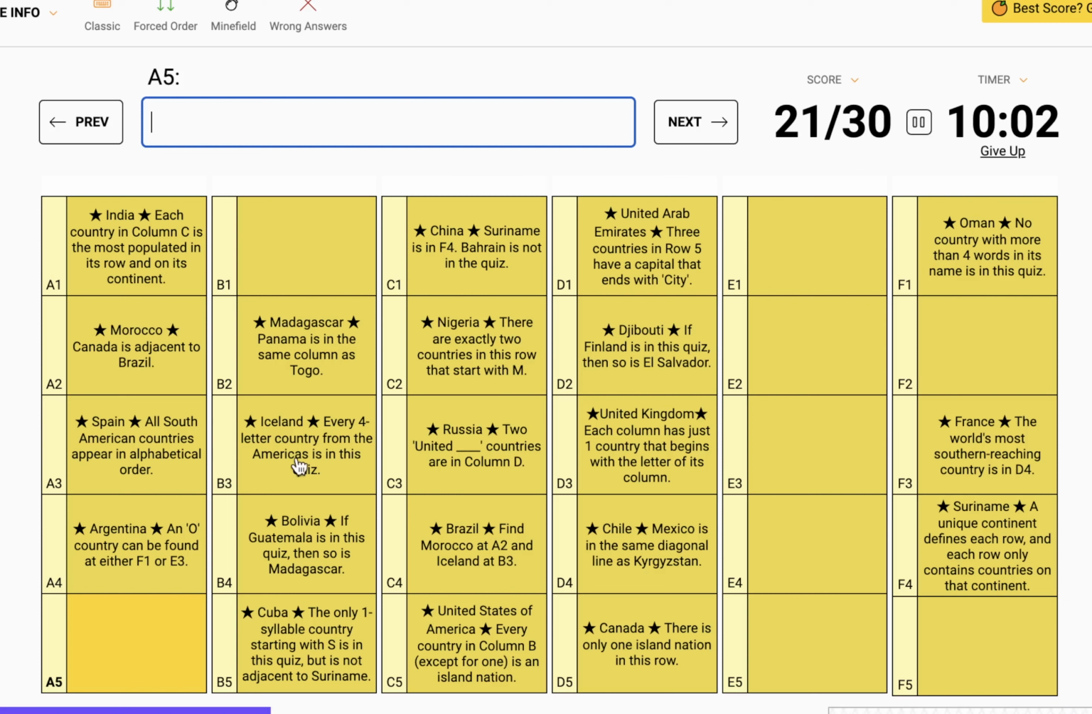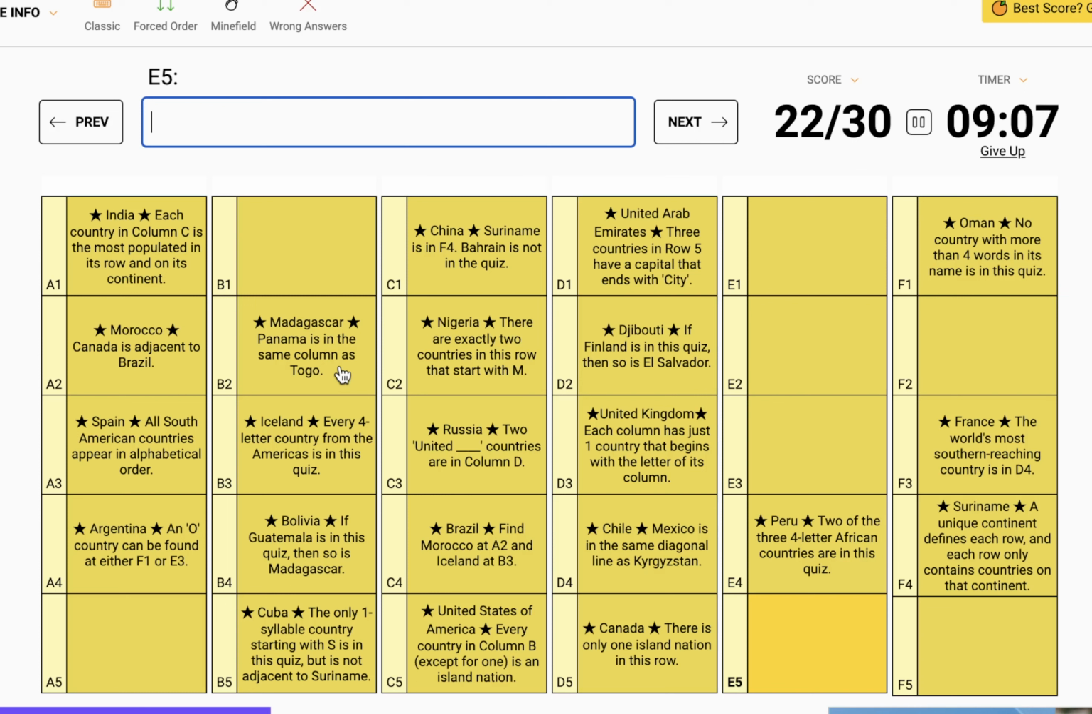Okay, I know what I'm missing. Every four-letter country from the Americas is in here. This is Peru. 2 of the 3 four-letter African countries are in this quiz. We know Togo is. And what's the other? Chad. What's the third option? Togo, Chad, Mali. Okay, so we know Mali can't be here because there's only 2 in this row that start with an M. So it's going to be Chad and Togo. So wherever Chad goes, Togo goes in the other and Panama goes below that.